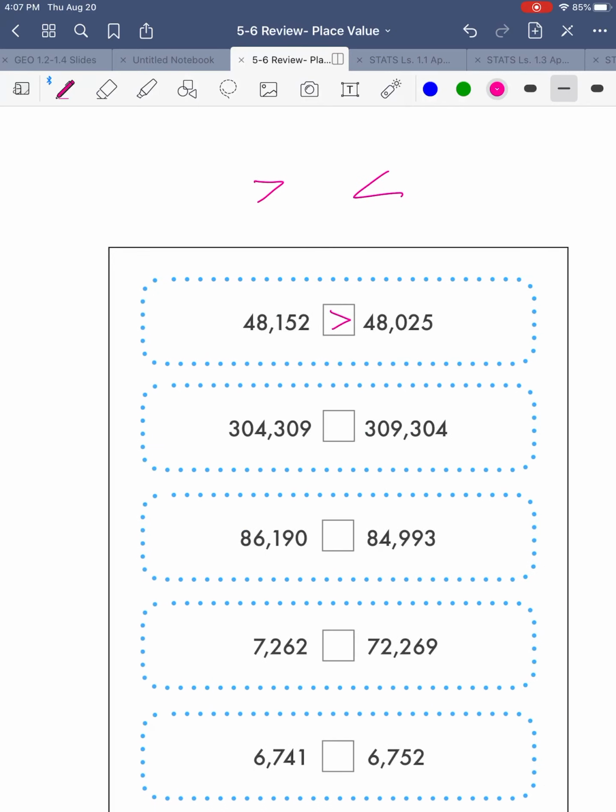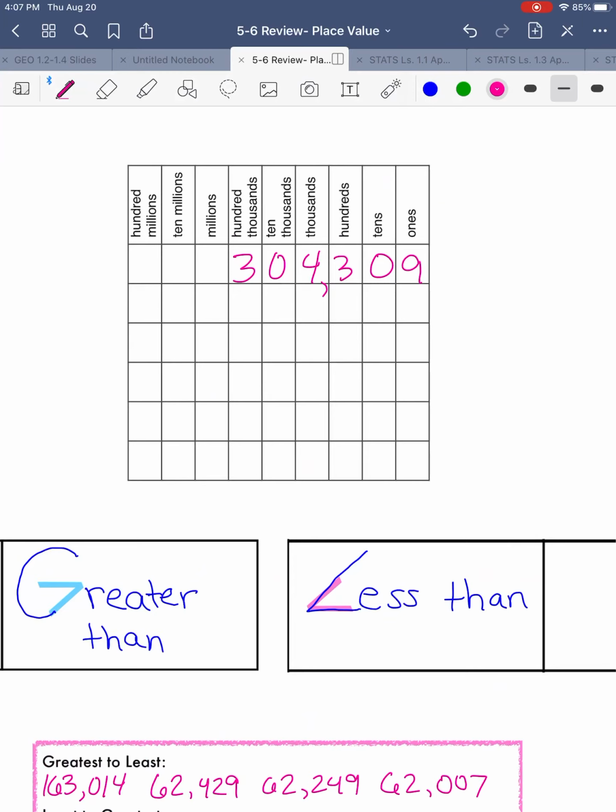304,309. The second number is 309,304. And again, I'm just going to compare places. These are equal. These are equal.